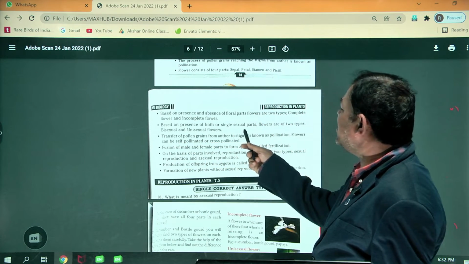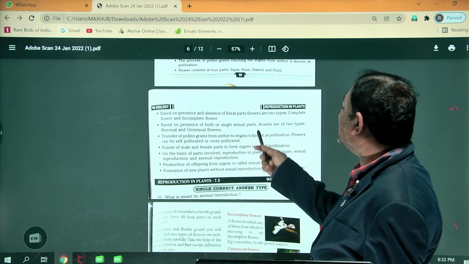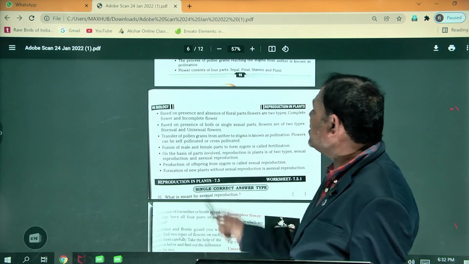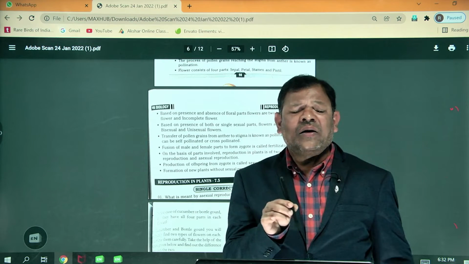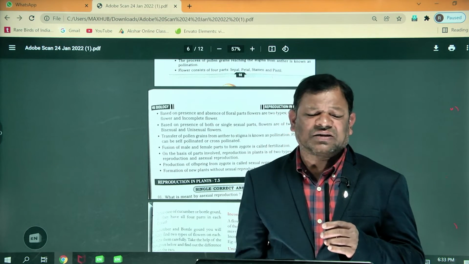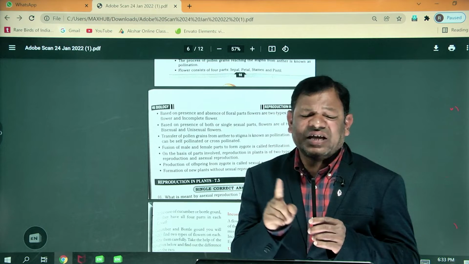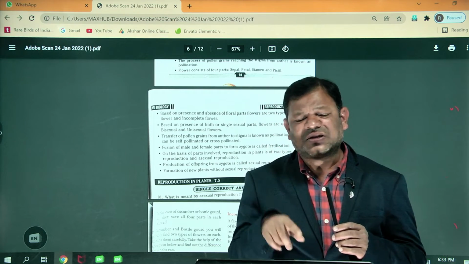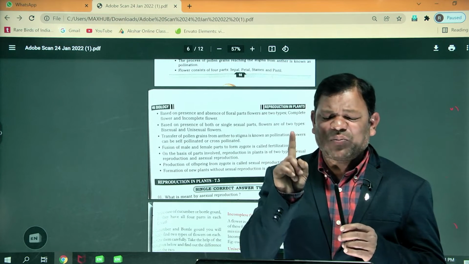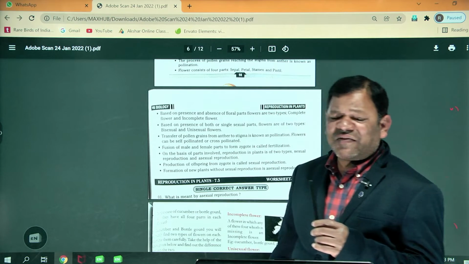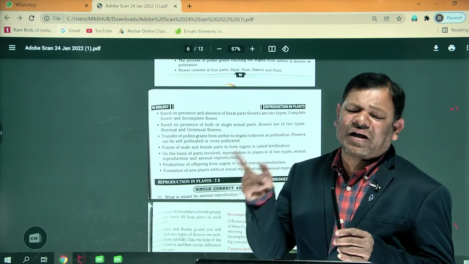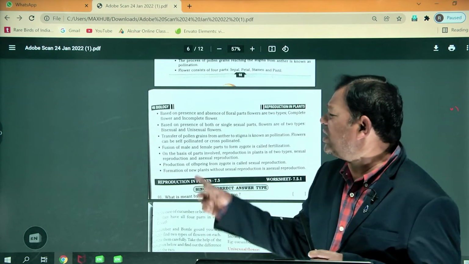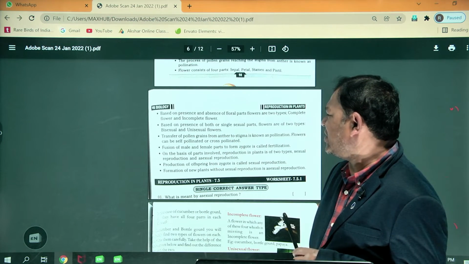Based on the presence of the sexual parts, flowers are of 2 types: bisexual and unisexual. If only pistil is present, it is unisexual. If only stamen is present, it is unisexual. If only androecium is present, unisexual. If only gynoecium is present, unisexual. If the flower contains both gynoecium and androecium, that is, stamens and pistil, that is known as a bisexual flower.